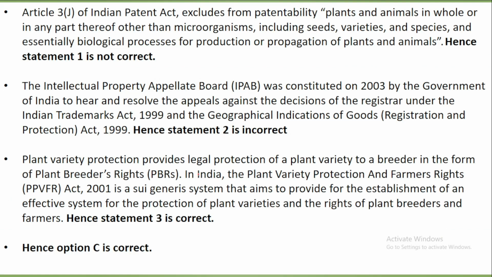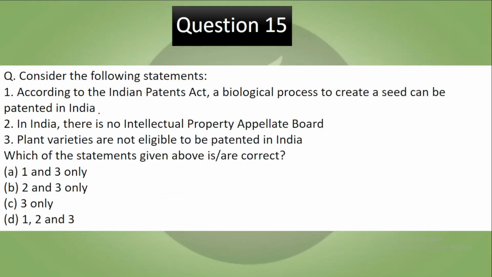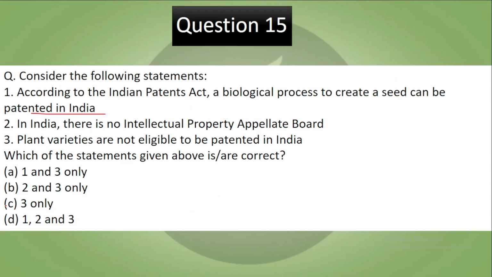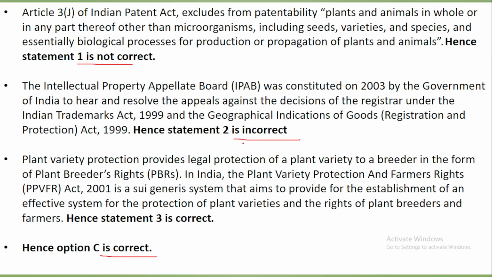So your correct answer to this is C. Statement first is incorrect. Statement second is also incorrect, and statement third is correct. So your correct answer is C, only 3. Plant varieties are not eligible to be patented in India. If you want to read more about it, you can pause the video, you can read it from here.